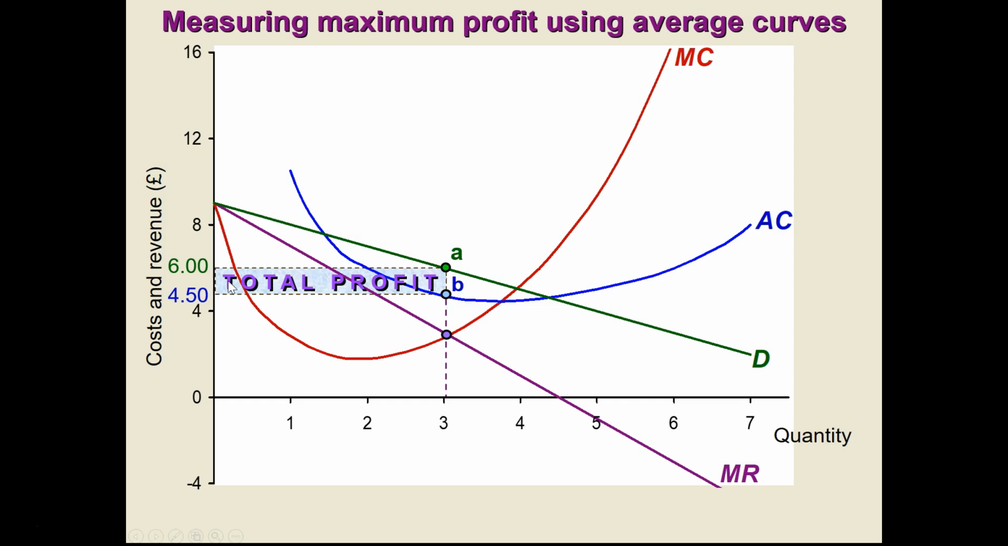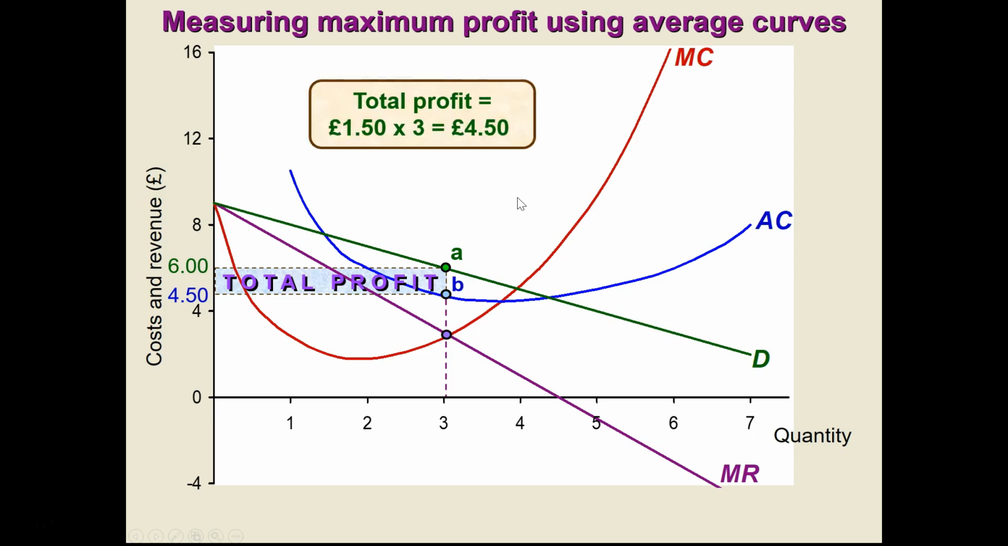times 3 units. So we take the vertical distance, multiply by the horizontal distance, which will give us the area of this rectangle. This rectangle represents the total profit made by the company. And in fact, it is the highest profit which can be made in this particular situation with this level of demand which we are facing and with this particular cost structure, £1.50 per unit times 3 units. So total profit will be £4.50 in this particular example.